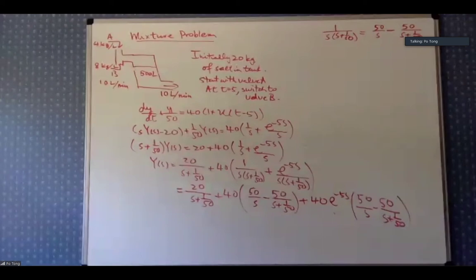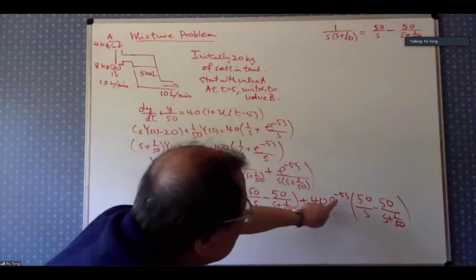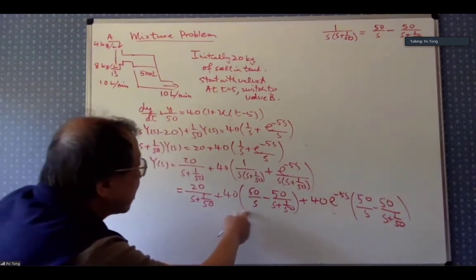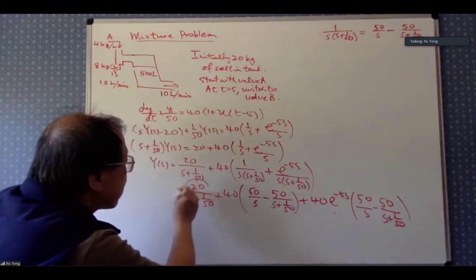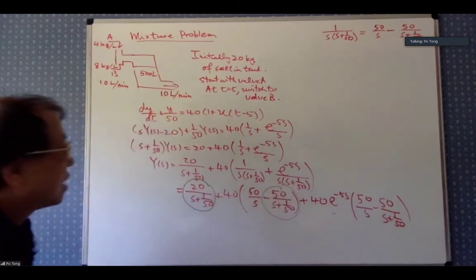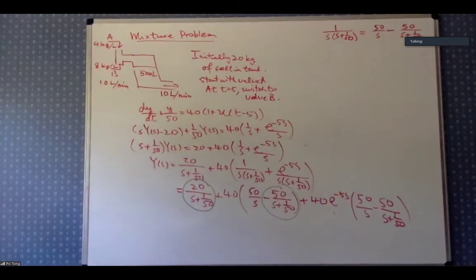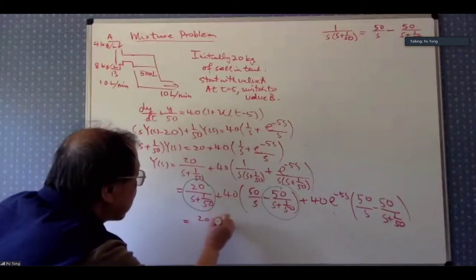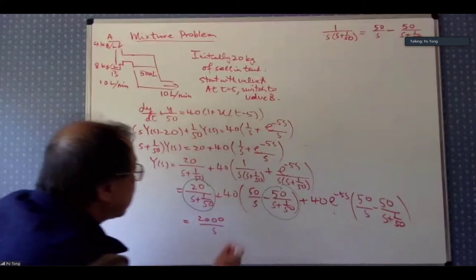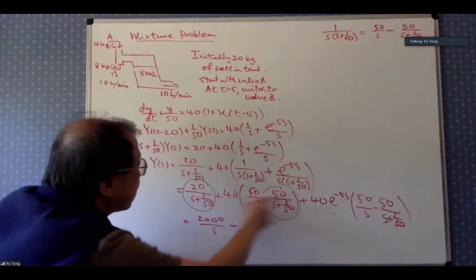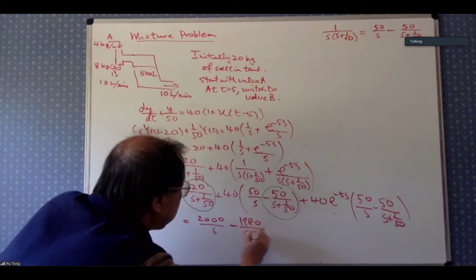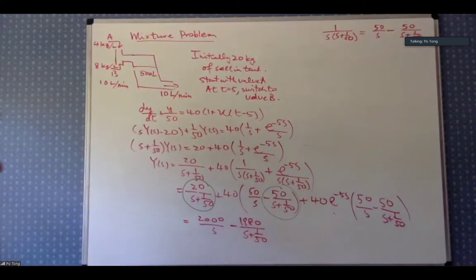You notice that those are one entity because both of these have the e to the power minus 5s over there. So over here, these two terms can be combined, right? Those two guys can be combined. So the first one I have 40 times 50 is 2000 over s, minus 40 times 50, 2000, but you have plus 20, 1980 over s plus 1 over 50.